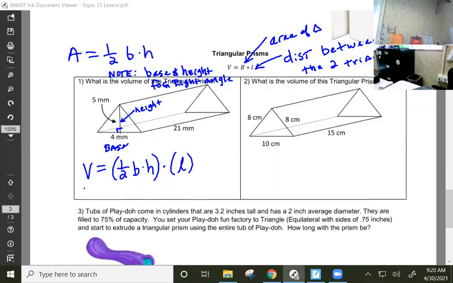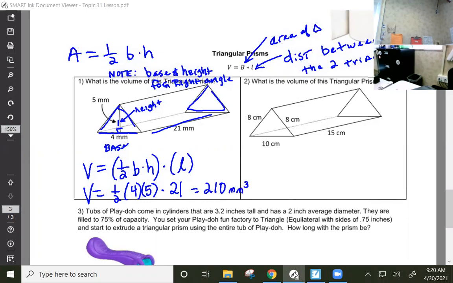Well, all right, so the volume is 1/2. Well, the base of this triangle is 4 centimeters. And the height of this triangle is 5 millimeters. And the separation between the two triangles is 21. So it's a plug and go type question. There's nothing that we really need to discover. We just put things in and we're ready to go with it. And 1/2 of 4 is 2, and 2 times 5 is 10, and 10 times 21 is 210, and then we can put in the units like that. Okay. Millimeters cubed.